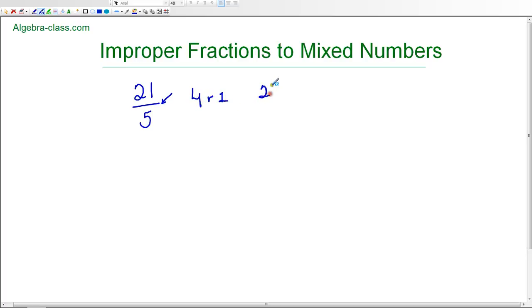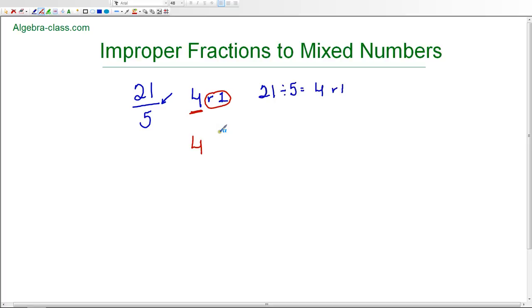So you can think of it this way. 21 divided by 5 is 4 because 5 times 4 is 20, and then there's a remainder of 1. Now, what this is going to mean is that the 4 is our whole number because 5 goes into 21 4 whole times. There's 1 left over.